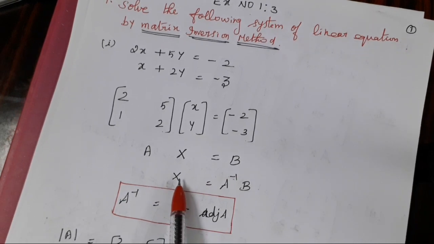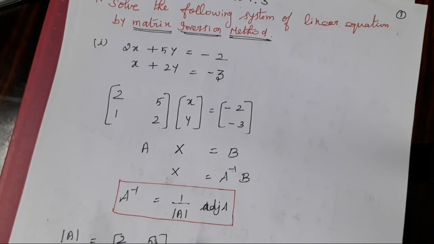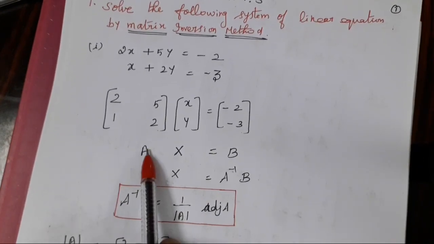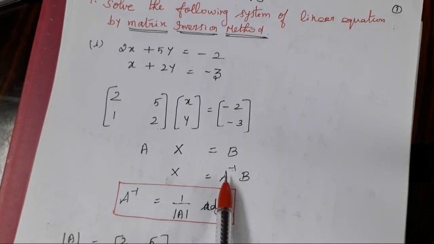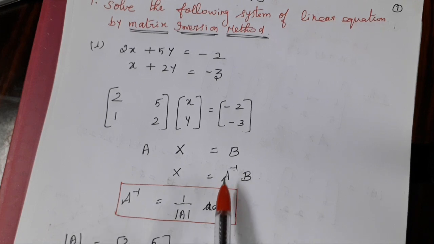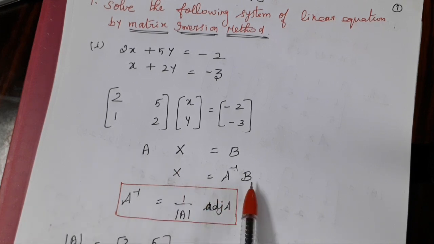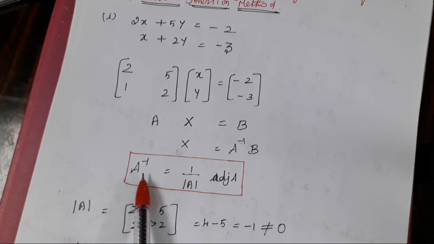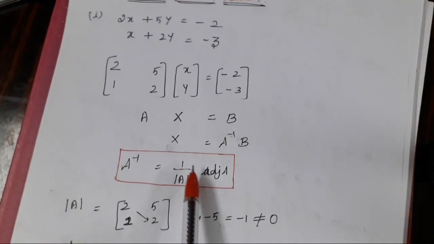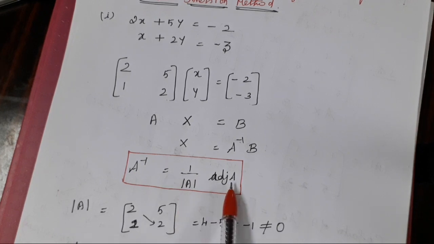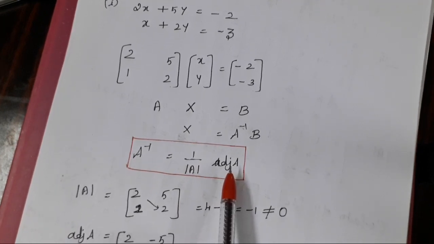What is your X? X is equal to A inverse B. Because A goes to the right hand side, it will become A inverse. A inverse is nothing but 1 by A. So X is equal to A inverse of B. Already we learned how to find the inverse. What is A inverse? Remember the formula: A inverse equal to 1 by determinant of A into adjoint of A.